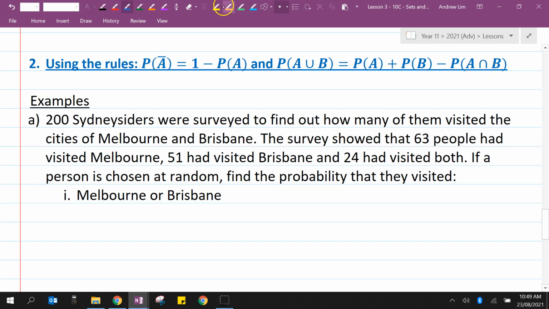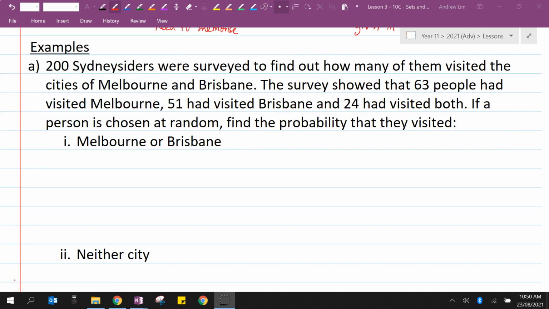Now it's important for you to remember that this second rule here is given to you in your formula sheet, so that's given in the reference sheet. But this one isn't. You'll need to memorize this. But that formula there for the complement of an event should be pretty self-explanatory.